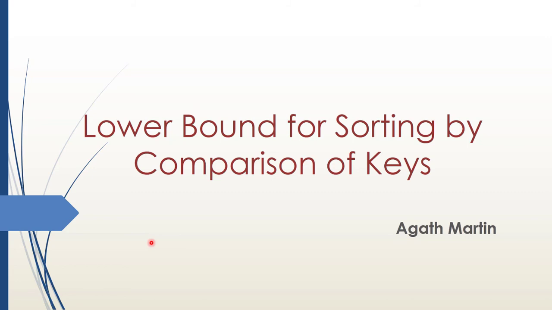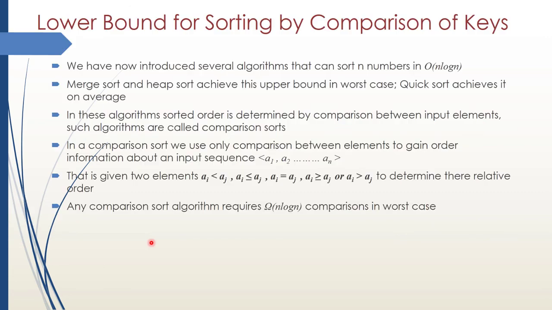Hello students, in this video I'd like to discuss a topic called lower bound for sorting by comparison of keys. We have now introduced several algorithms that can sort n numbers in O of n log n. Merge sort and heap sort achieve this upper bound in the worst case, whereas quicksort achieves it in the average case. We already studied merge sort and heap sort. The worst case complexity is n log n, but in the case of quicksort it is n square.